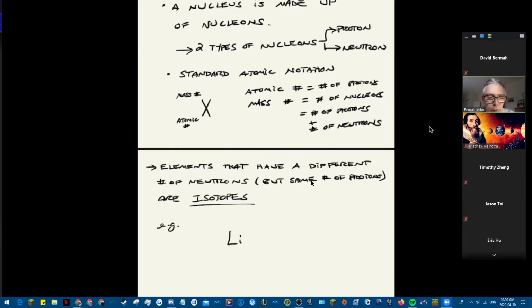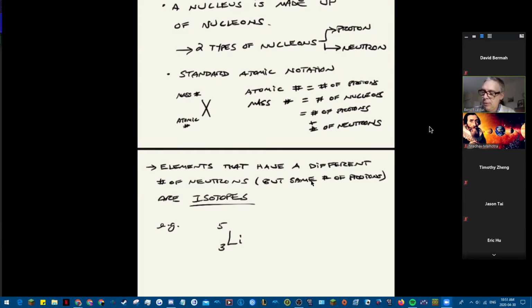So lithium, you told me it's 3. So 3, here we're going to put the mass number. Let's say here it's 5. By the way, here we're doing nuclear physics. We do not care about electrons. Electrons are involved in chemical reactions. We're not doing chemistry here. We're doing nuclear physics. The electrons are of no consequence in here.